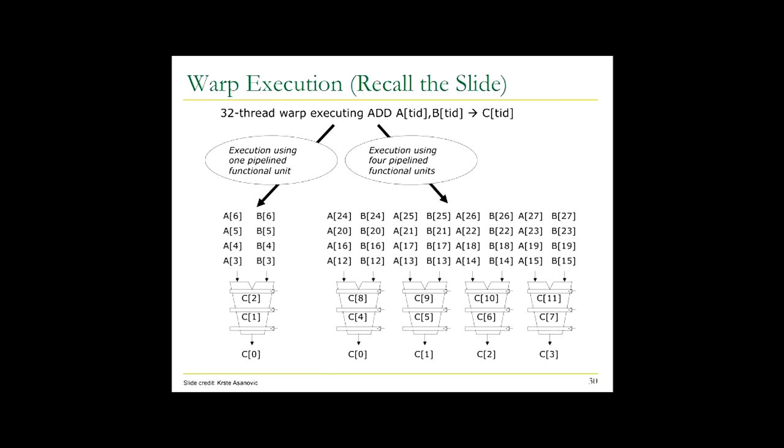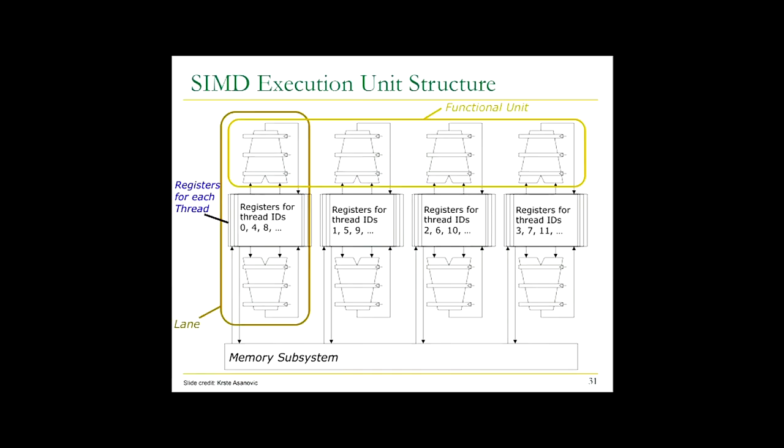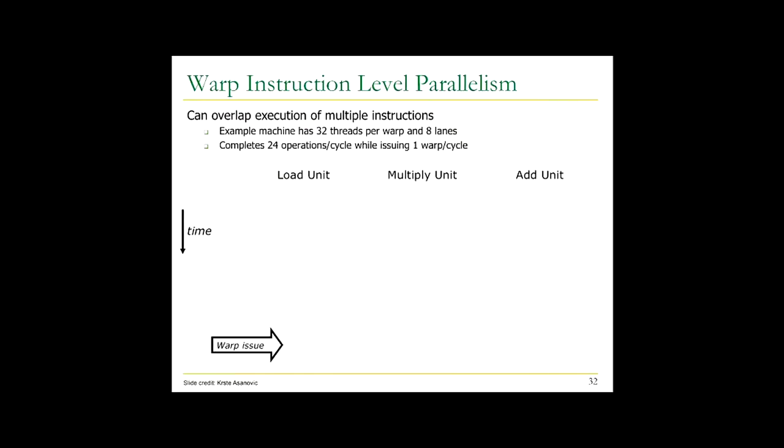Another GPU may have 32 lanes or 32 functional units. In that case, that same warp would take only 1 cycle to execute. Right? Okay? And this is the lane as we've seen before. So to best understand this, you should really overlay this with the SIMD lecture that we had.